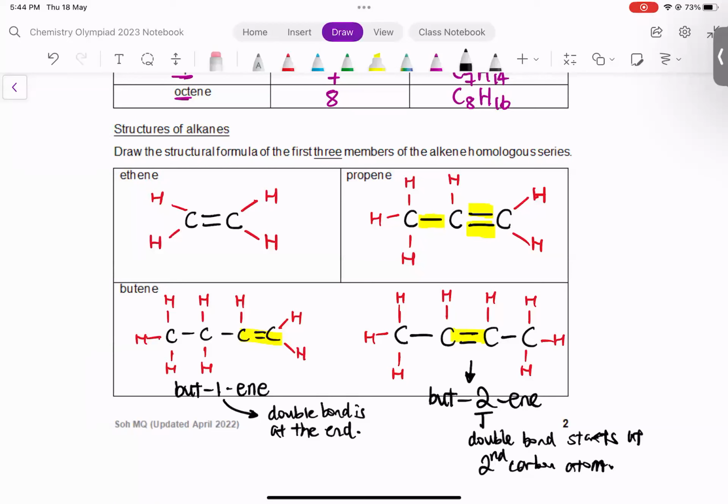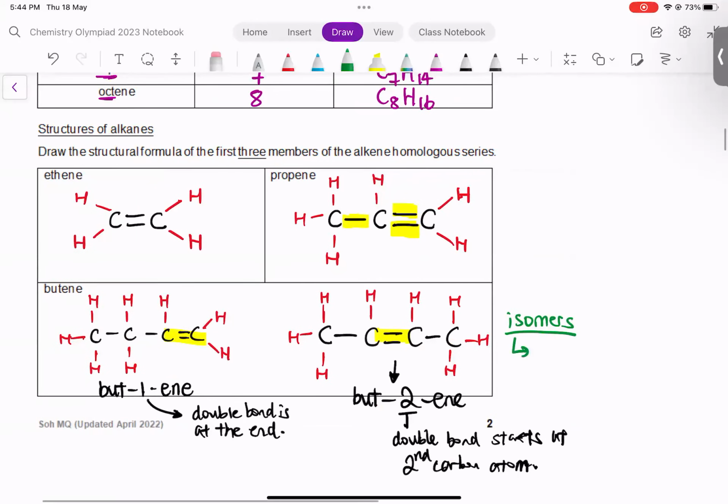And these 2 are called isomers of each other. Okay, so just a recap. Isomers are organic molecules with the same molecular formula, but different structural formula.